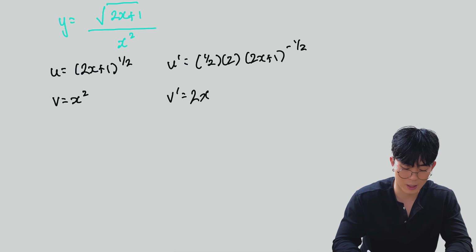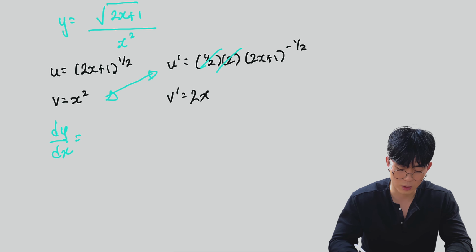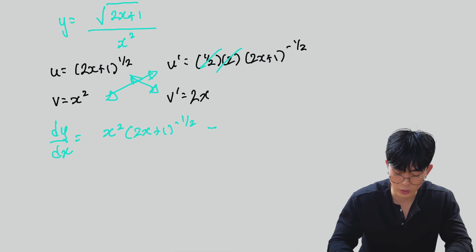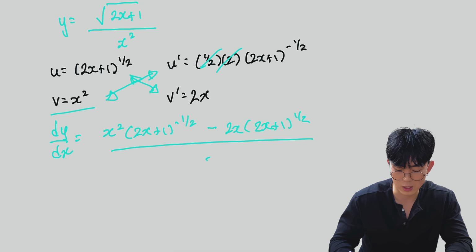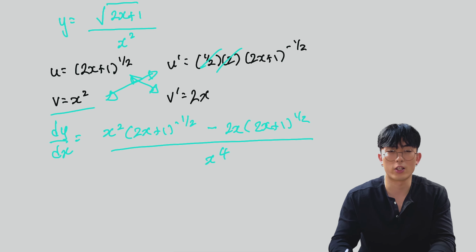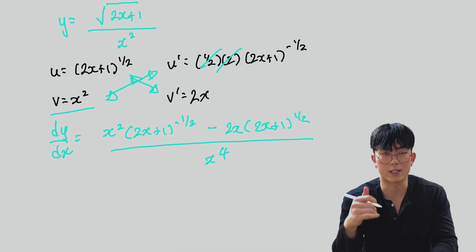Now once we've got this, then our dy by dx is going to be v times u prime first, so these two first. So this will cancel out, so I'll get x squared times 2x plus 1 to the power of negative half minus these two multiplied together, so 2x times 2x plus 1 to the power of positive a half all over v squared, v being x squared, so x to the power of 4. So it doesn't really matter how difficult the individual functions get. You can use the quotient rule to differentiate any function which has a fraction.